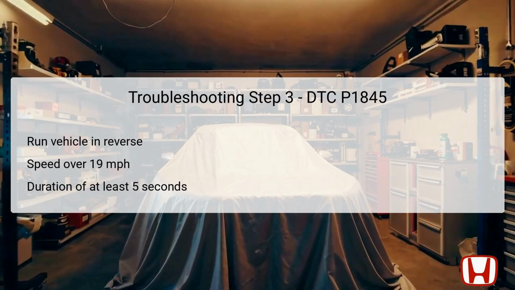The third step requires running the vehicle in reverse. During this step, it's crucial to reach speeds exceeding 19 miles per hour, 30 kilometers per hour, maintaining this speed for at least 5 seconds. The reason for this specific speed requirement is to generate adequate input signals from the CVT drive pulley speed sensor that the TCM needs to process.